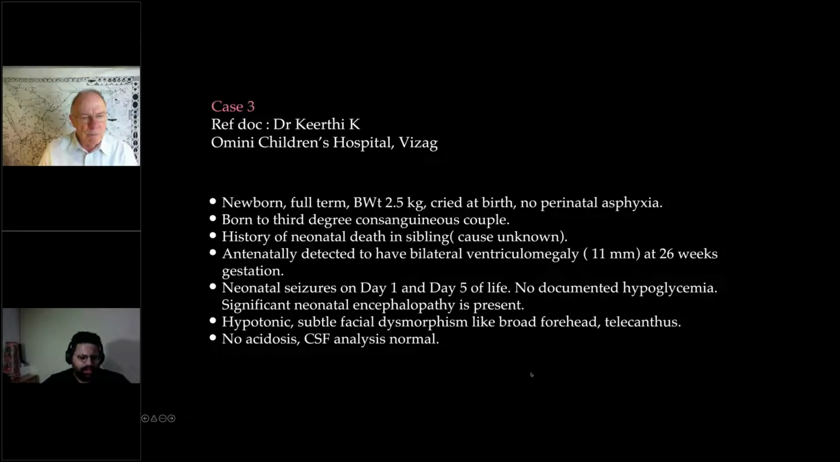It's a newborn child, with a full-term delivery, normal birth weight, and cried immediately after birth. No history of perinatal asphyxia. Was born to a third-degree consanguineous couple. There was history of neonatal death in the sibling. The cause was unknown. Antenatally, on the ultrasound, the child had bilateral ventriculomegaly at 26 weeks gestation. There was neonatal seizures on day 1 and day 5 of life. No documented hypoglycemia. There was significant neonatal encephalopathy. Child was hypotonic, had subtle facial dysmorphism in the form of broad forehead, telecanthus, and there was no acidosis. The CSF analysis was normal.